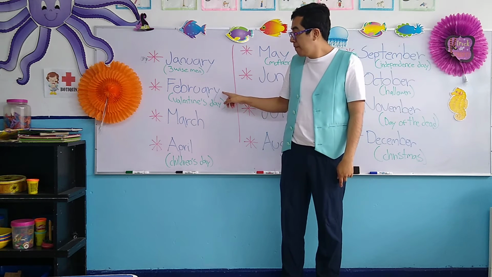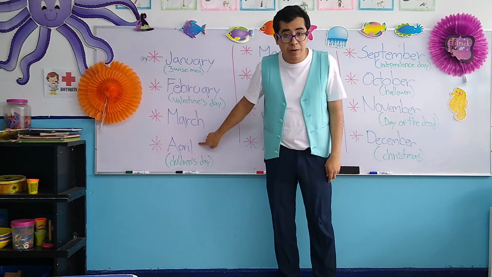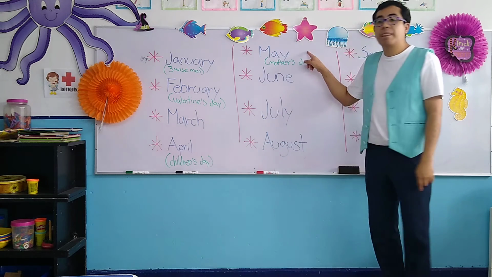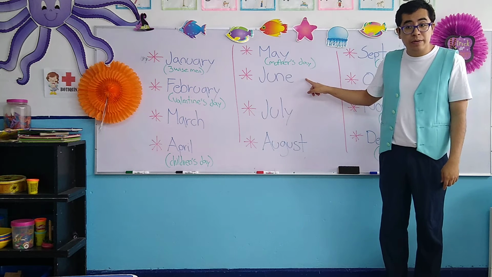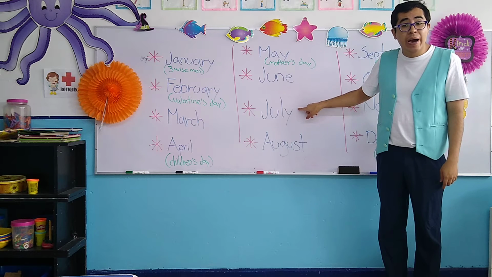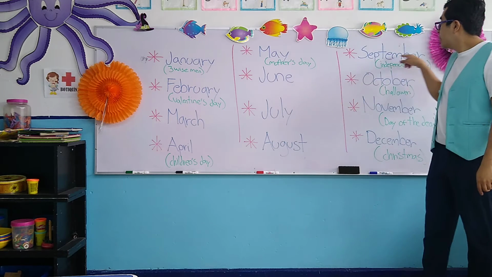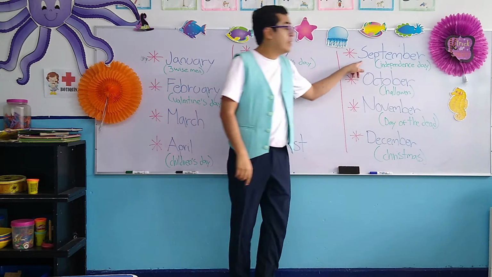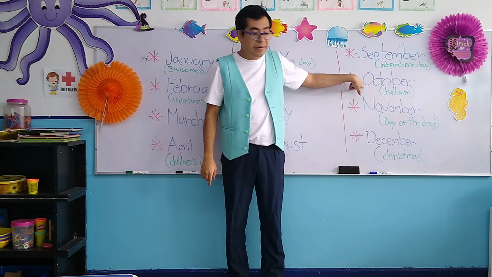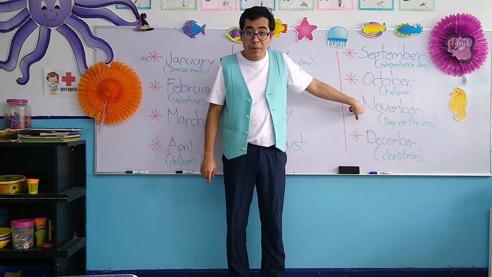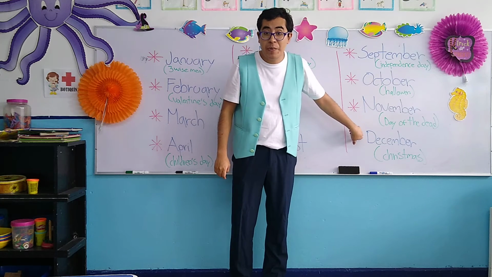February, March, April, May, June, July, and the last month of the year, December.